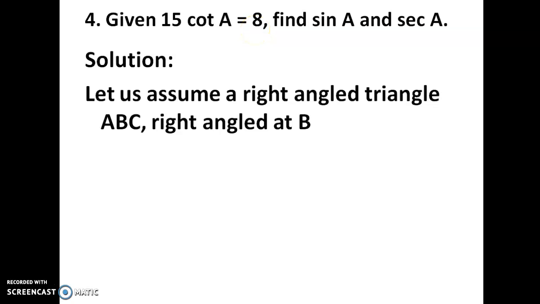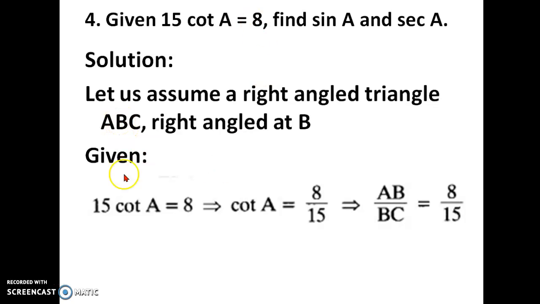Let us assume a right angle triangle ABC, right angled at B. Then given is 15 cot A equal to 8. So this can be written as cot A equal to 8 by 15. The 15 which is here can be brought to the other side of the equal sign in division. Then only we'll get this ratio, 8 by 15.